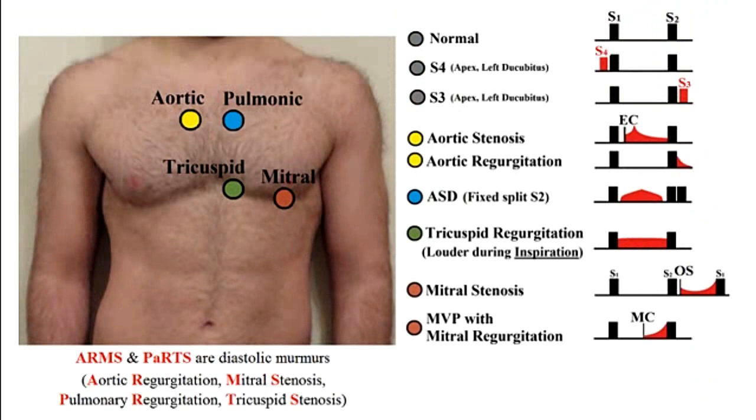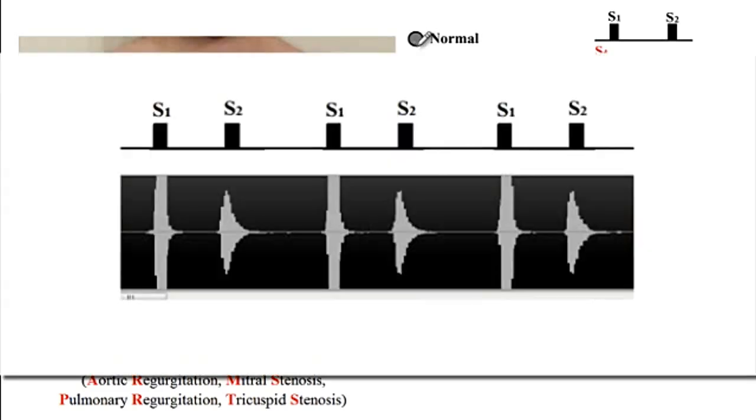Now back to the table here. We've just discussed the S1 and S2 heart sounds and different anatomical defects that are associated with abnormal forms of splitting. Next, I would like to go through different heart murmurs and provide you with an example. So here is an example of a normal heart sound.